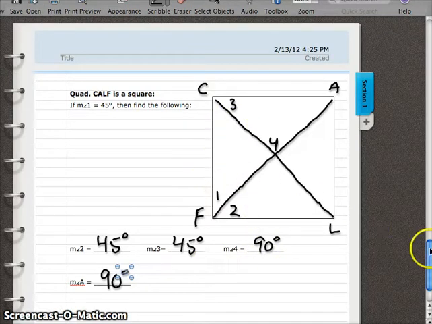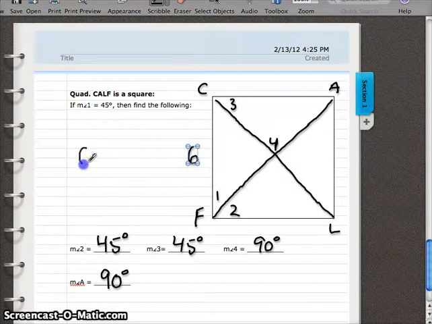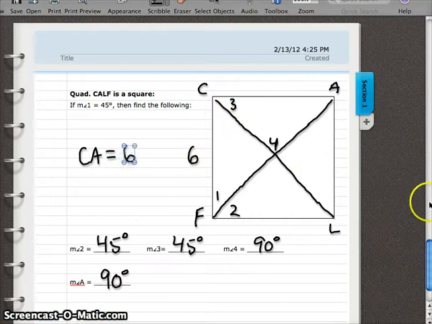I guess we've got time, we could talk about sides. We didn't really talk about that. Let's say this side is 6. Well, side CA must measure what? Well, in a square, all sides are equal. So if one side is 6, all sides must be 6. So that's pretty easy.